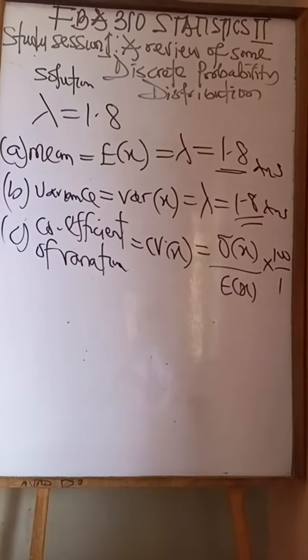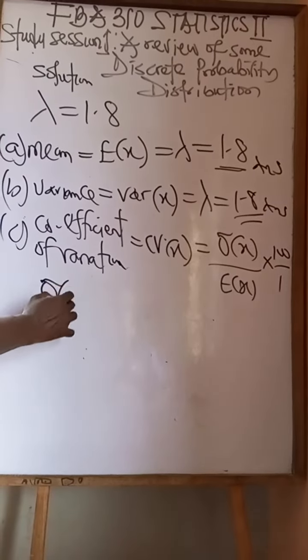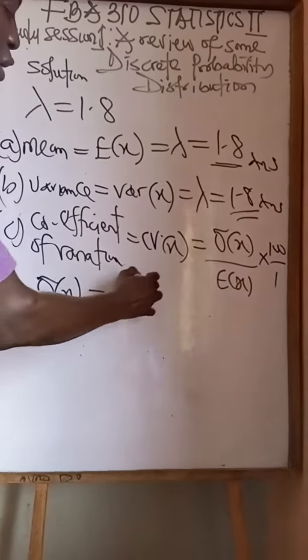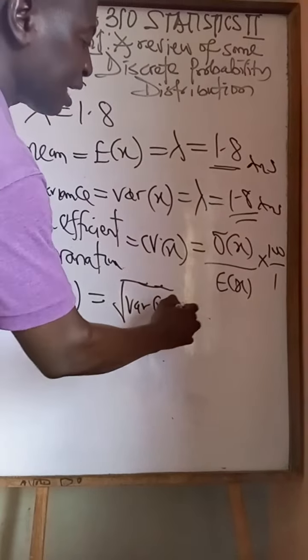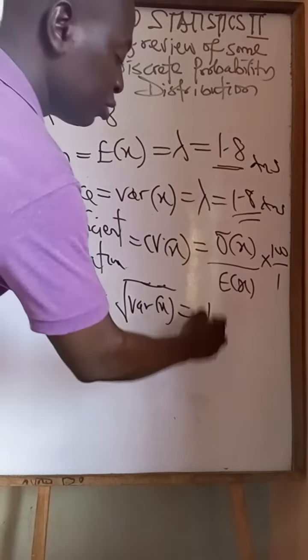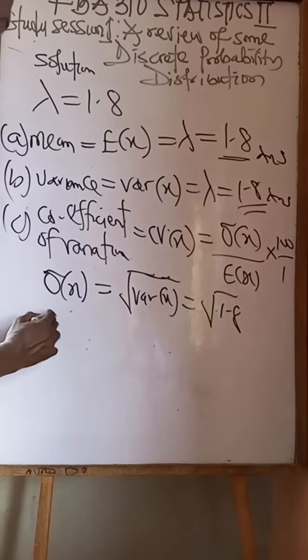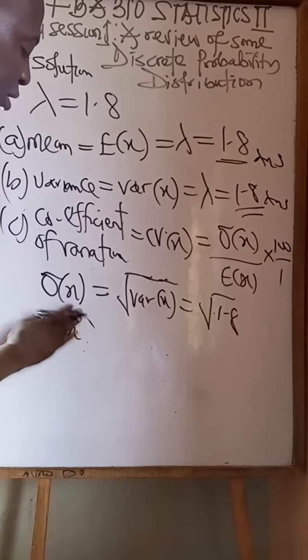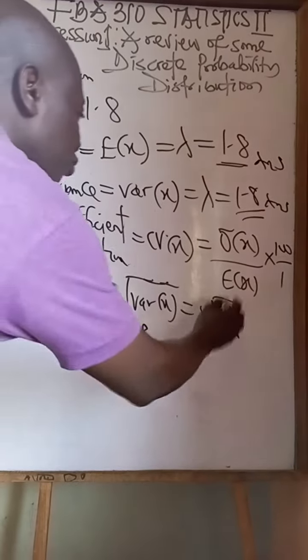Now, what is this? This is called standard deviation. So our standard deviation is the square root of what? Of variance. Don't forget. And what's our variance? 1.8. So that will be square root of 1.8. And of course, our mean, E(x), is already 1.8. So how do I do? I'll put these two values in the formula.